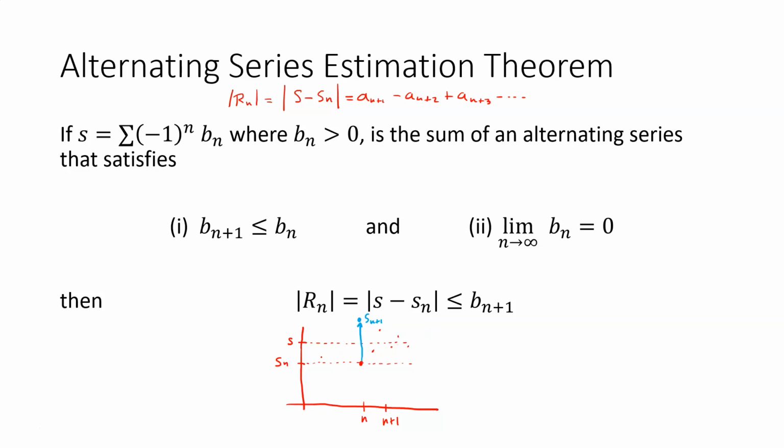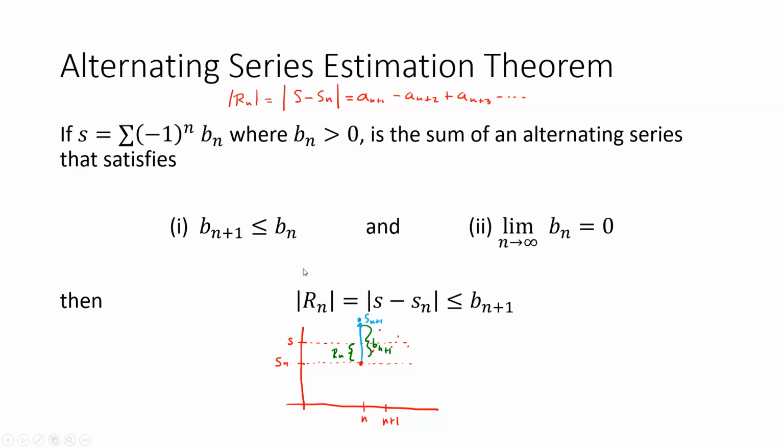So we can see just from the picture that if it satisfies those two conditions, the error, Rn, would be the difference there. And then here, Bn plus 1 would be the difference there. So of course Bn plus 1 is going to be bigger than Rn.